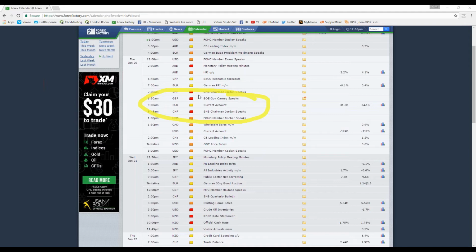Usually when you get them speaking in meetings or at universities, they don't normally have the same effect as if it was, say, a monetary policy statement. So we're not going to put down the SMB Chairman Jordan speaking. However, just bear in mind that it could have some volatility around here.